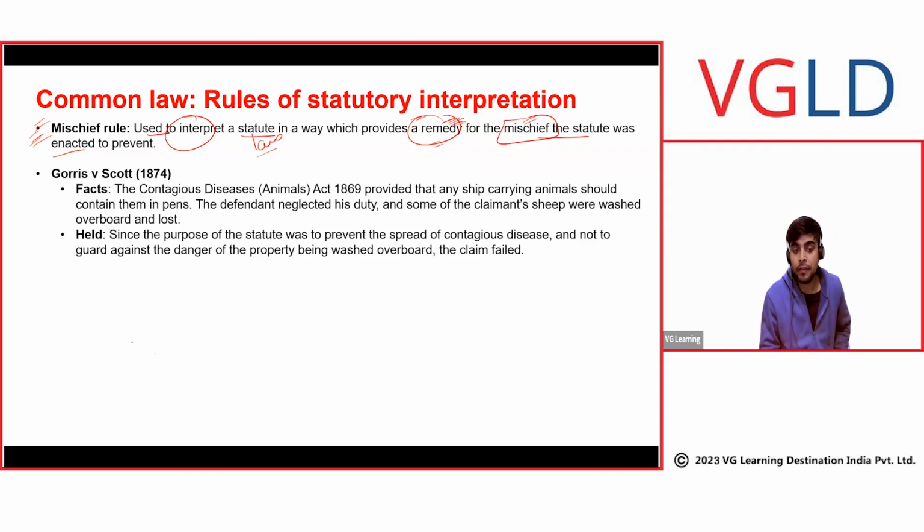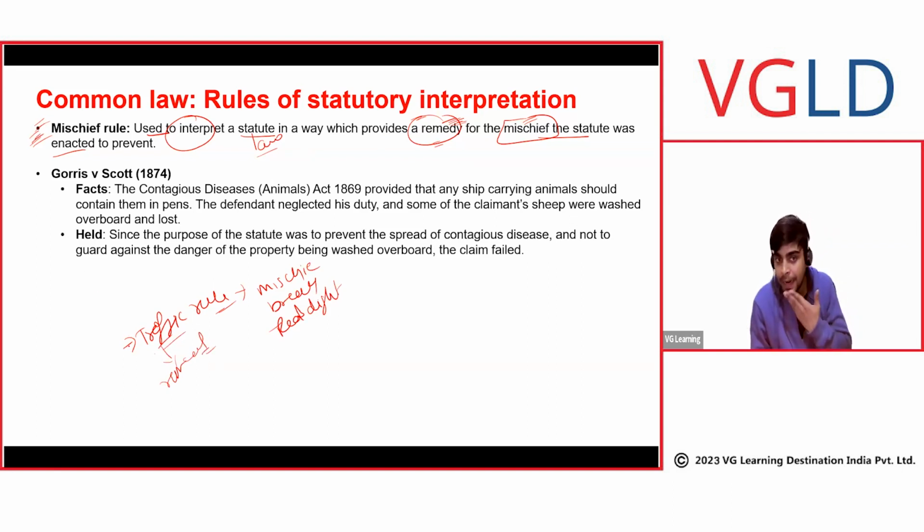So let's say a traffic rule is created for the mischief of breaking the red lights, breaking the traffic rules, basically the red light, green signals, not following the law. So this is the mischief. So we have introduced the traffic rule as a remedy. Now why this mischief rule is applied, let's understand.